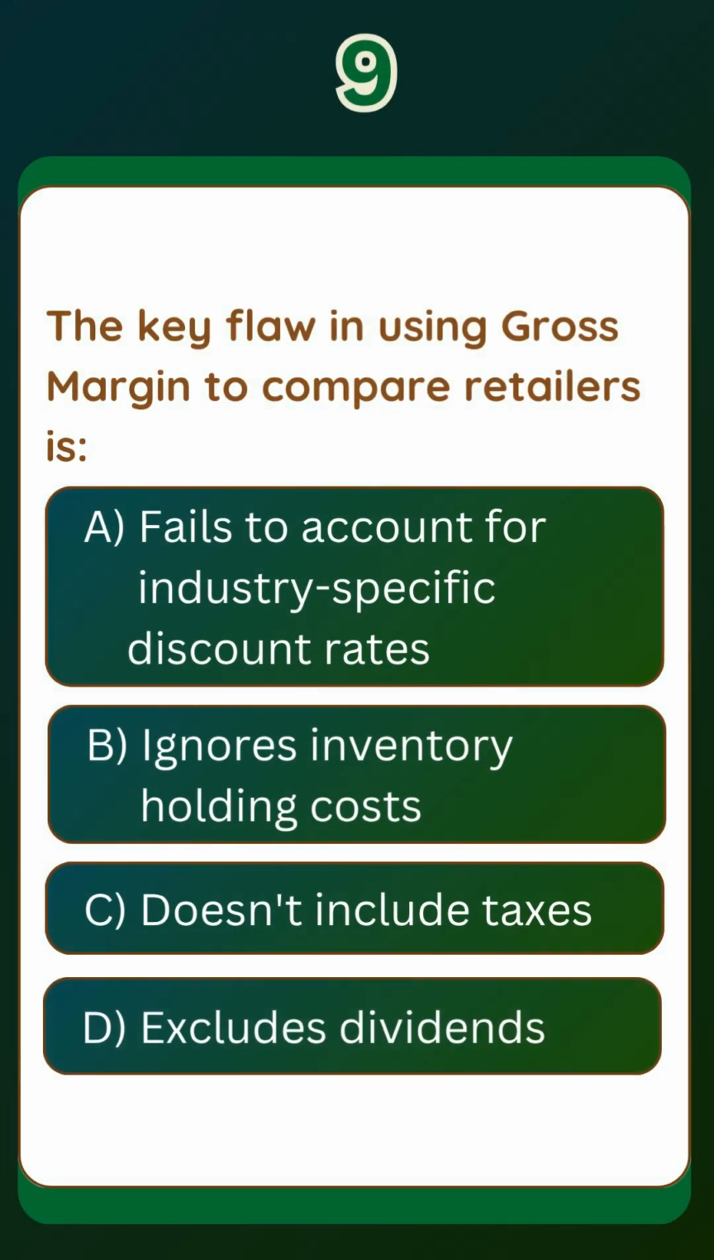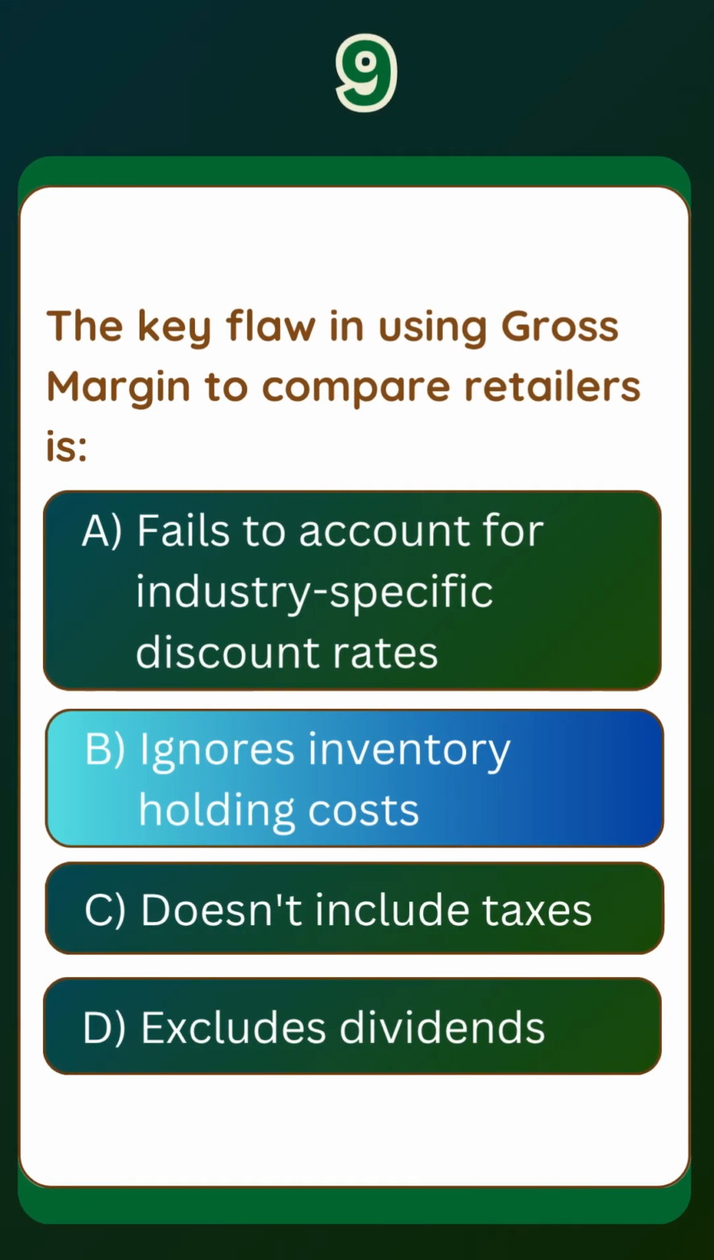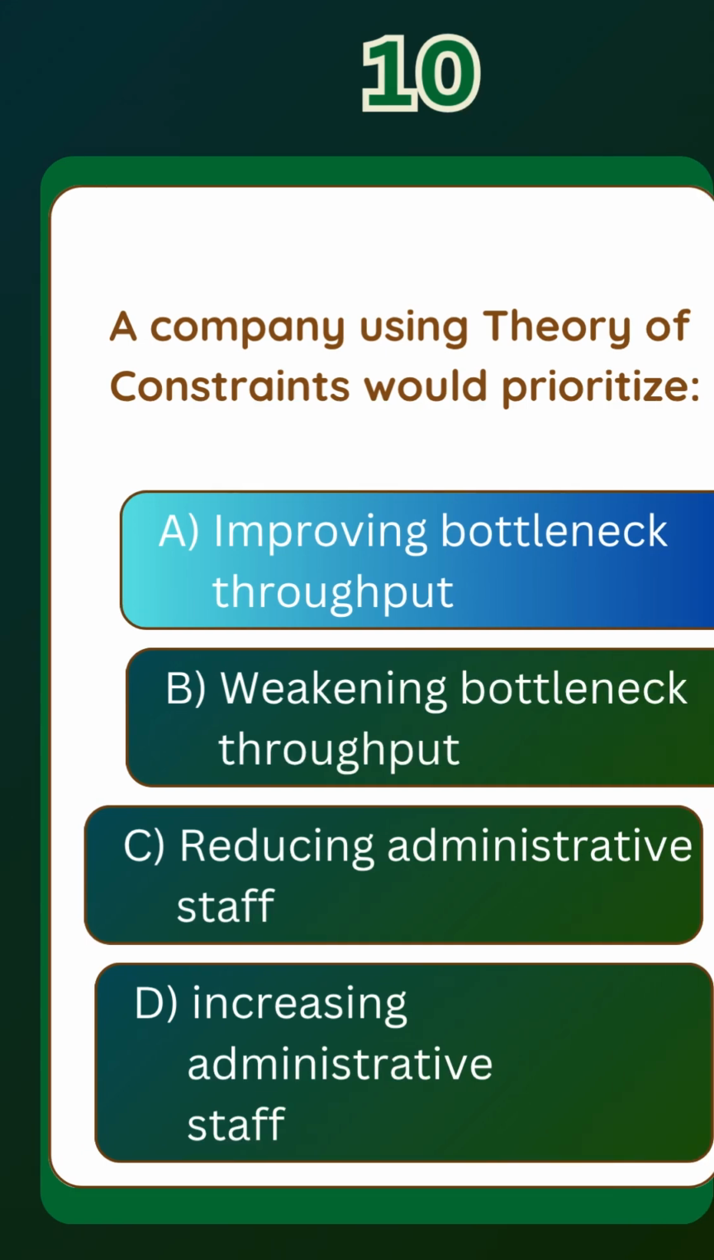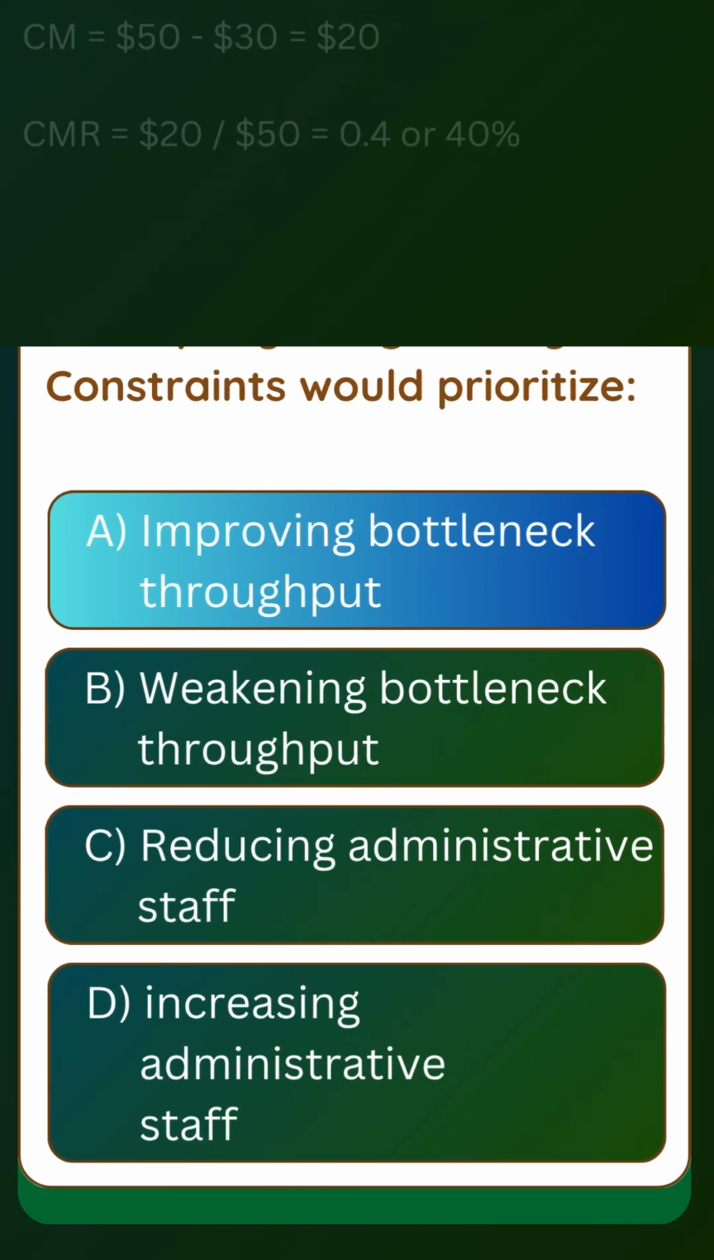Question 9. The key flaw in using gross margin to compare retailers is. The correct answer is option B. Question 10. A company using theory of constraints would prioritize. The correct answer is option A.